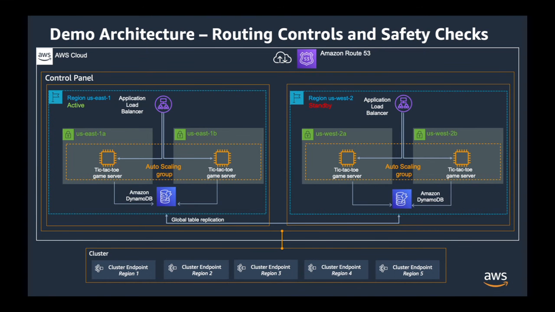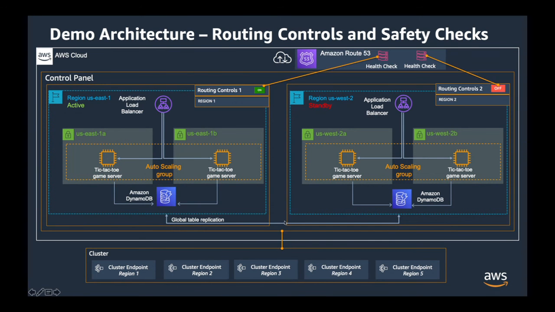We then build our control panel with the same concept of the different cells to route traffic to, and this is tied into that cluster that you create. And then last and most importantly, we built the routing controls, which let us switch traffic on and off to a cell. These are tied to Route 53 health checks, which you control manually or programmatically.